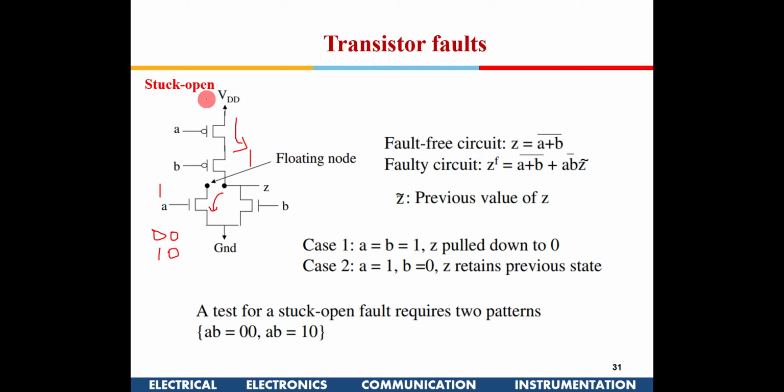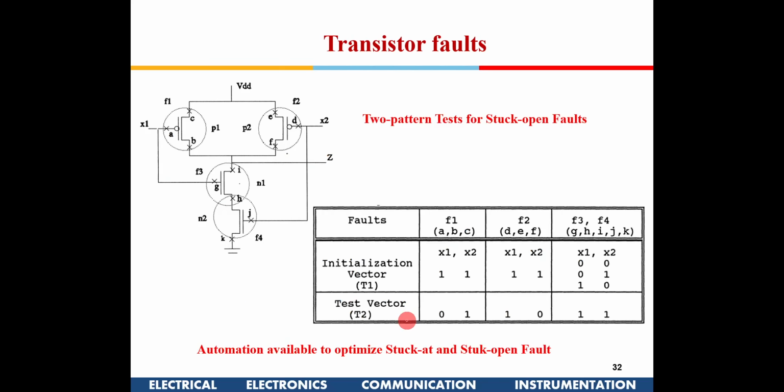So all stuck open faults also require 2 vectors. Now for this particular fault, I require 2 vectors. So these are known as transistor faults. For all transistor open faults, you require 2 test vectors. That is again because of the fabrication issues which would come.